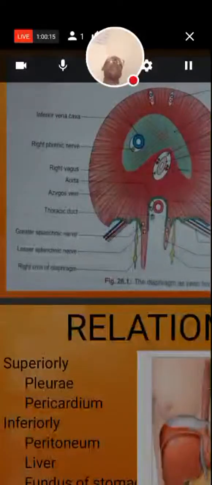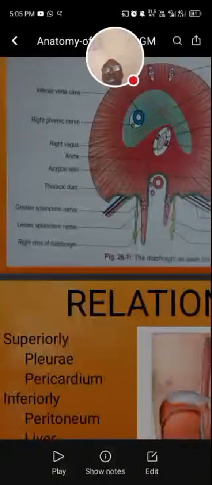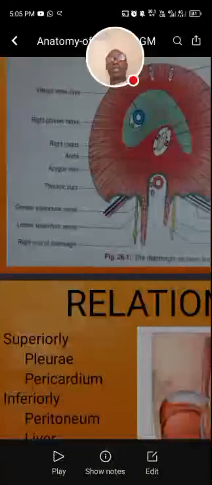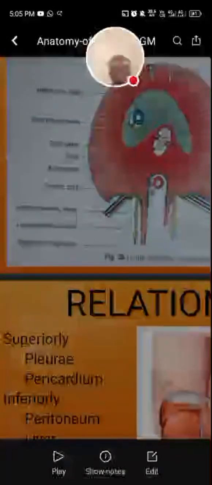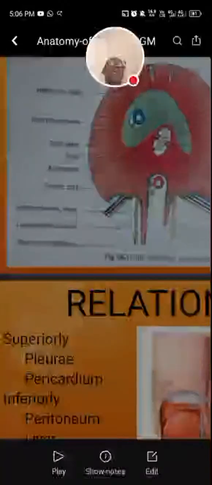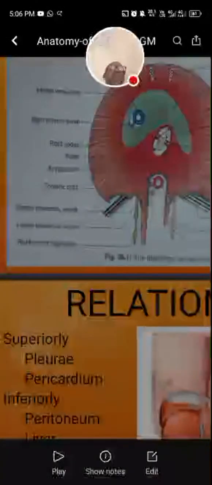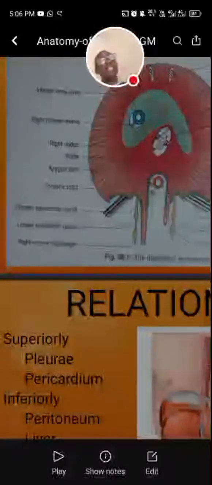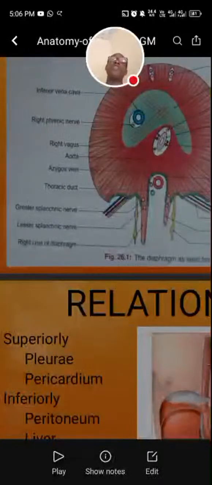All right, we've talked about all those things. Now, what's the next thing we need to look at? The relations of the diaphragm. We said PP, pleura and pericardium, whereas the other one is KLFSSP, kid like father species. What's the kid? Kidney. Like is the liver. Father is the fundus of the stomach. And the S is the spleen.